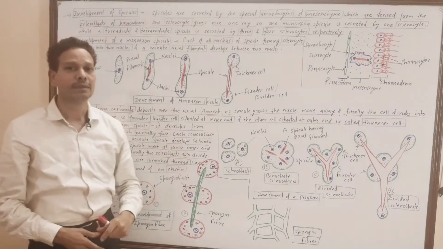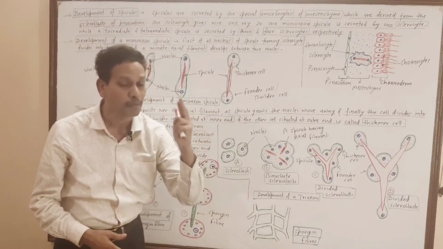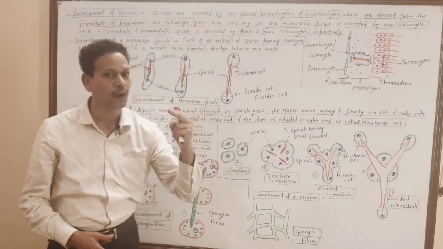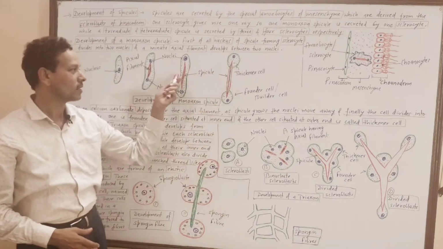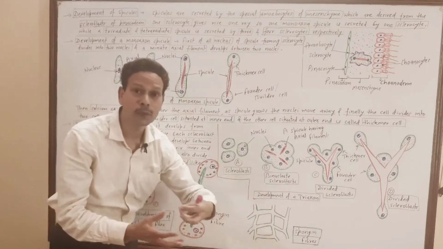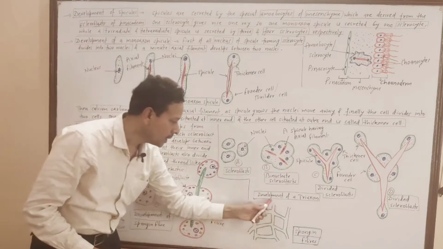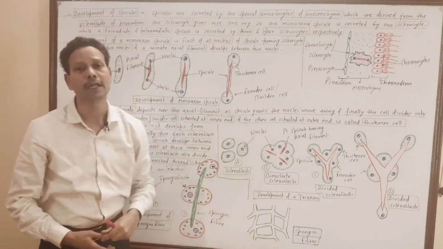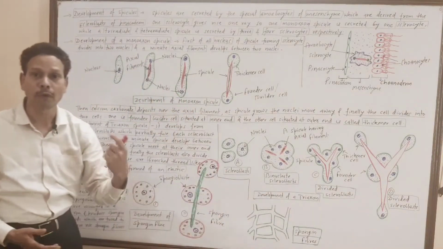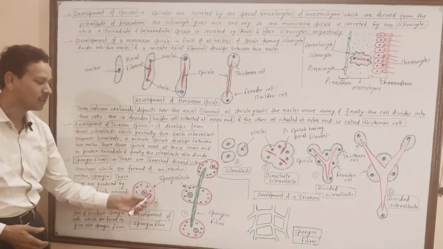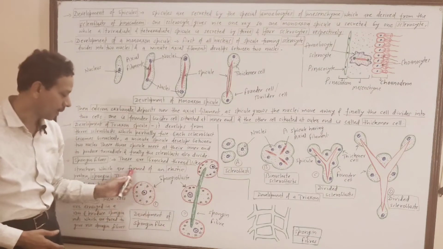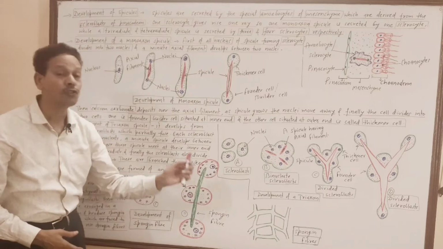Spongin fibers. As we know, in sponges the skeleton is of two types, either spicules or spongin fibers. These spongin fibers produce a network, and they are made up of elastic protein, that is spongin protein. These spongin fibers are produced by a special type of mesenchyme cells, named spongioblasts.